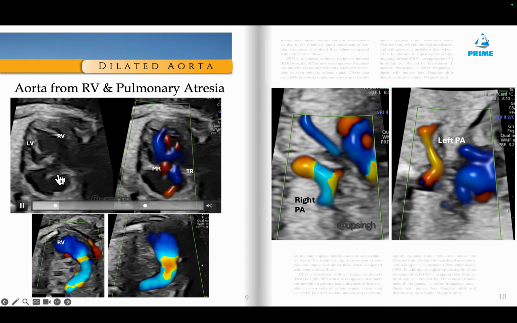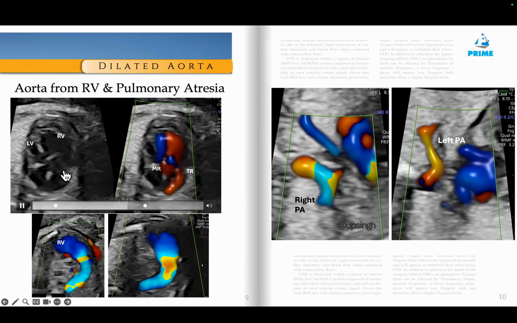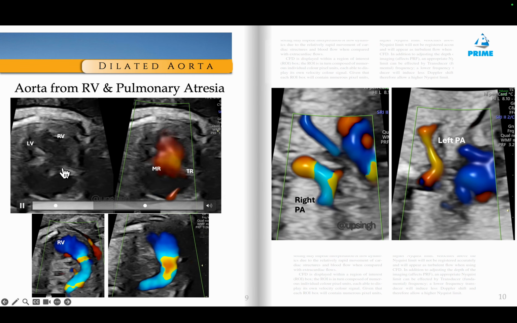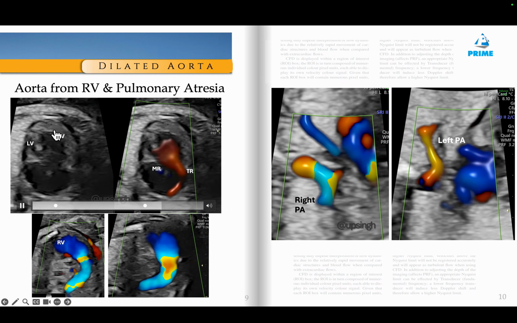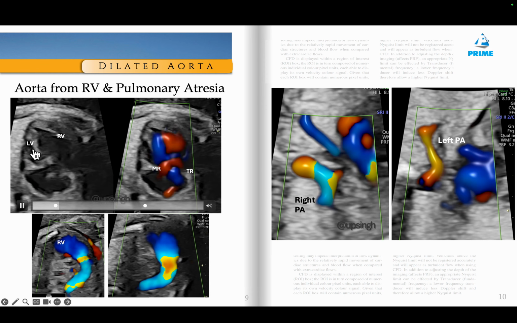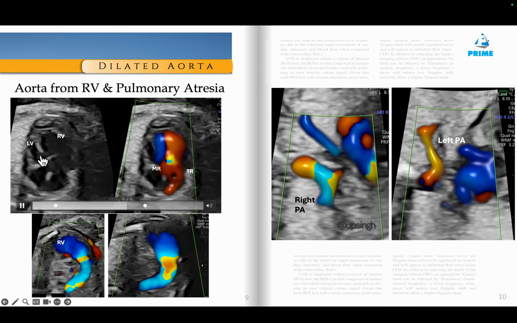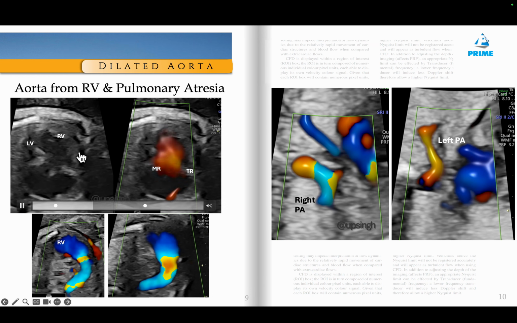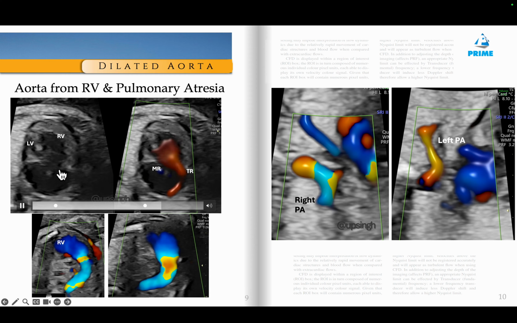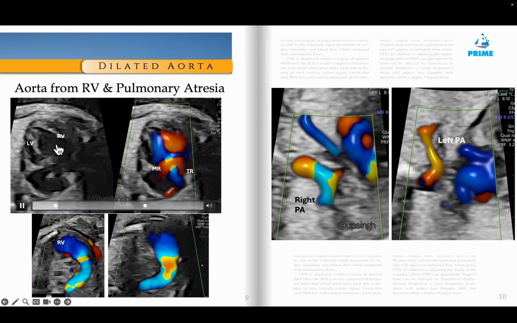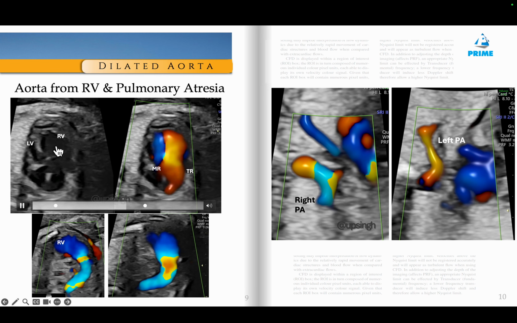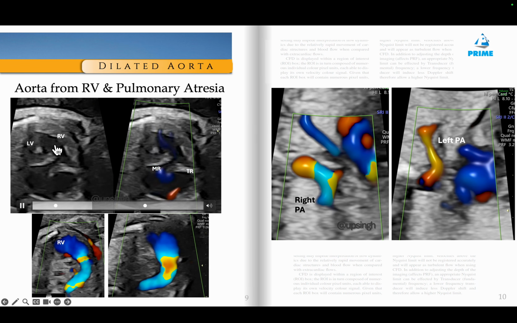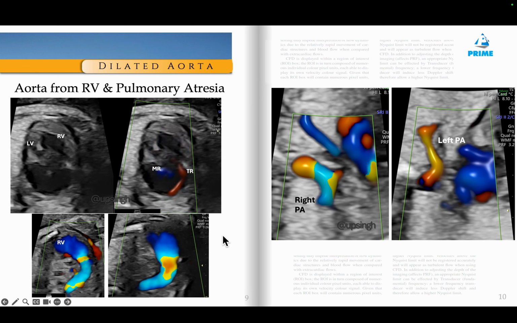What you see here is a kind of a common AV valve. Both atria are actually draining through the common AV valve into the right ventricle. Left ventricle is small, there is a small VSD, and the left ventricle is kind of rudimentary. This is a situation like double inlet right ventricle. Both atria are draining into the right ventricle.